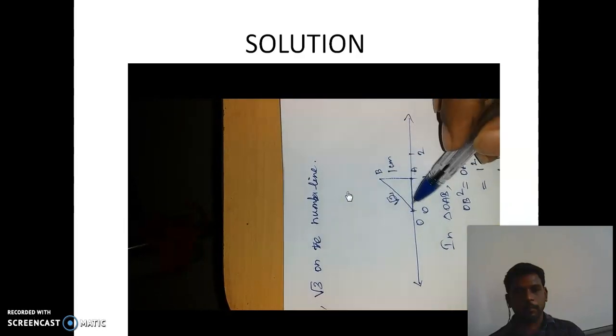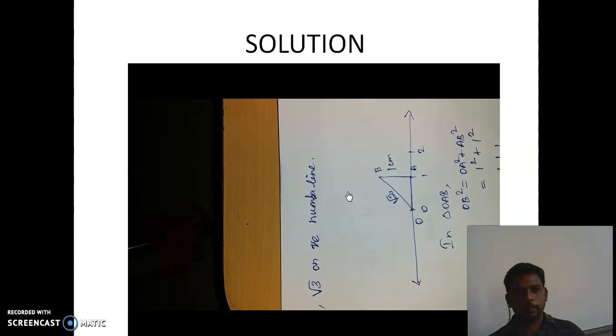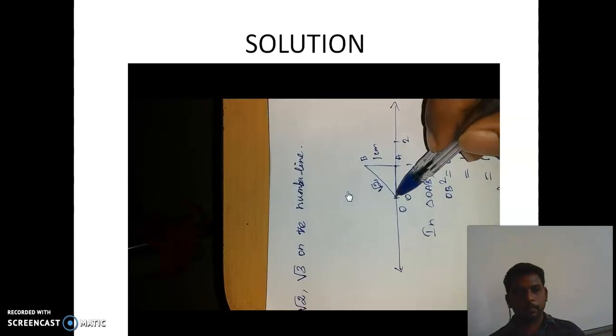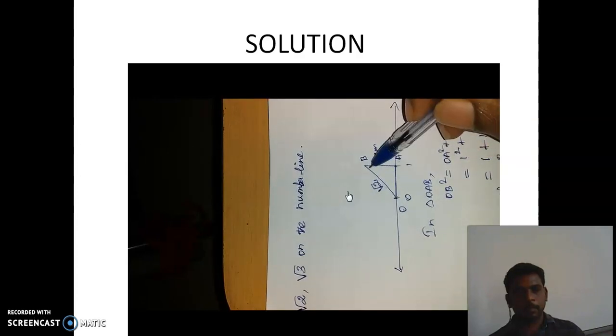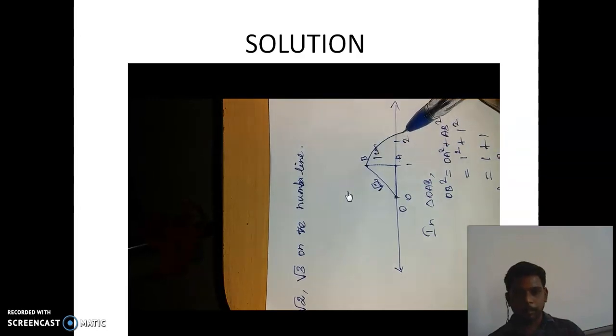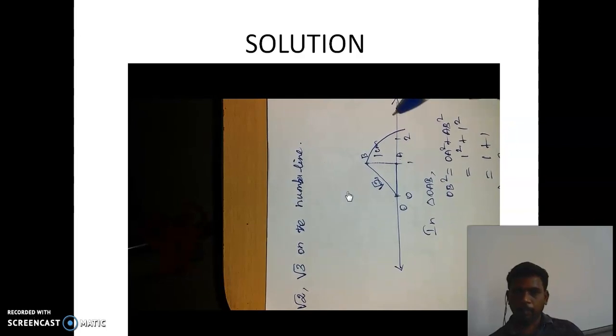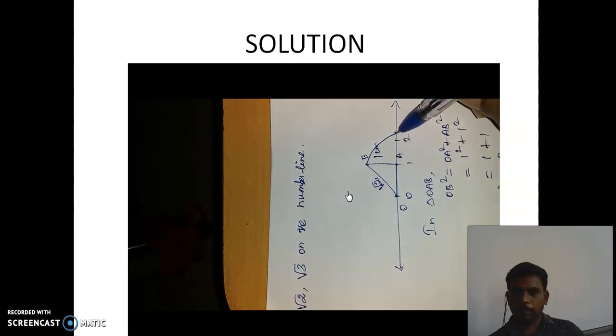Now we are going to represent this length on another line. Take your compass, make this as a center and measure OB as a radius. Draw one arc, so that will intersect your number line. That point is nothing but root of 2. So that is the position of root of 2 on the number line.